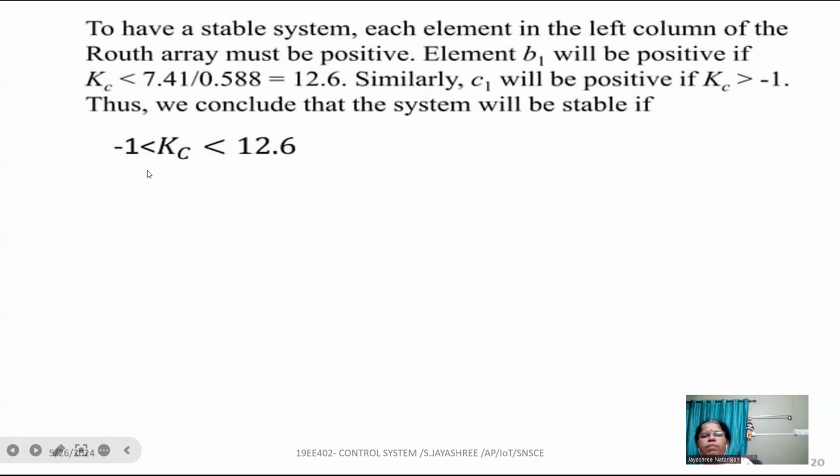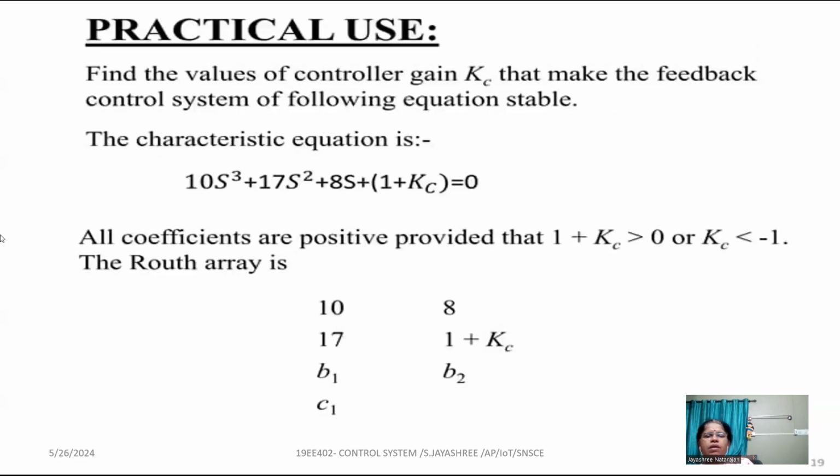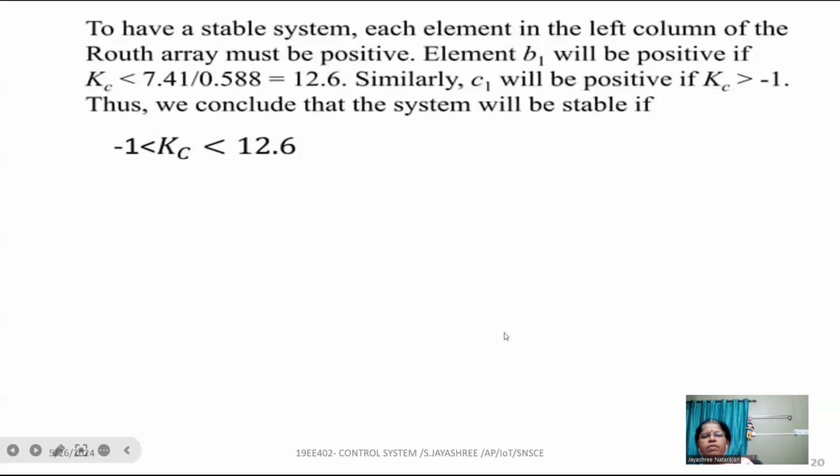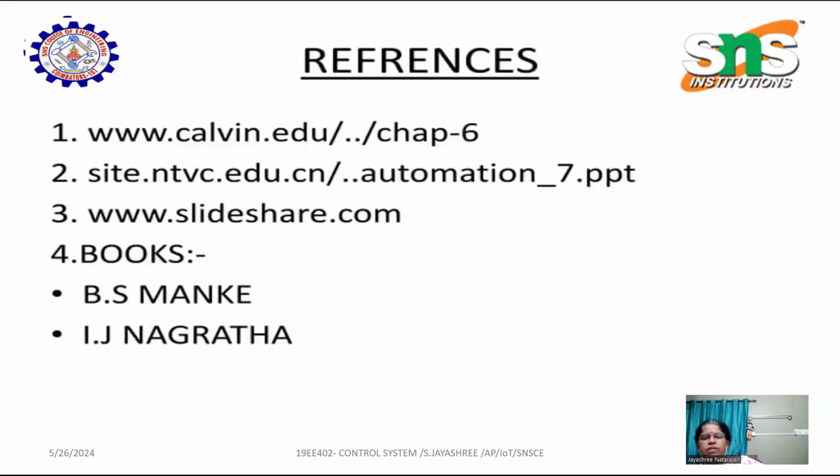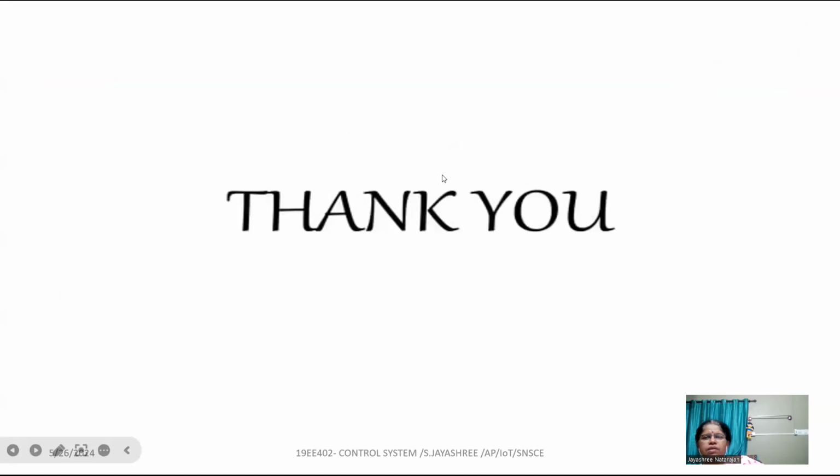If we keep on equating 17 into 8 minus 10 into (1 plus Kc) by 17, what is the value of Kc? We have to find out. In that case, we are getting 12.6. So the Kc value will be from -1 to 12.6. Okay. Thank you. We will discuss root locus in the next class.